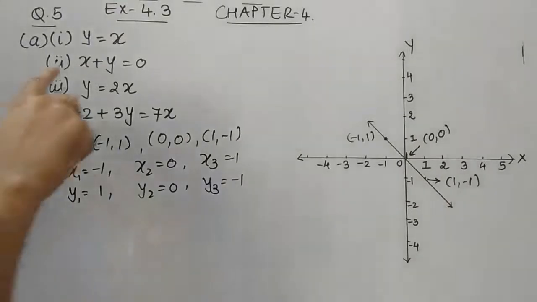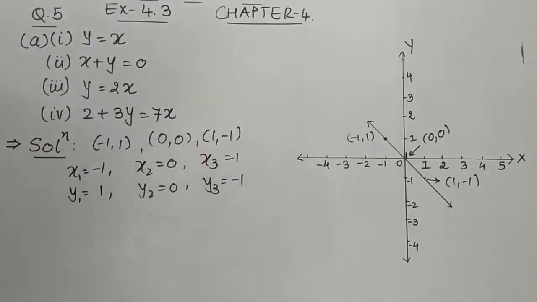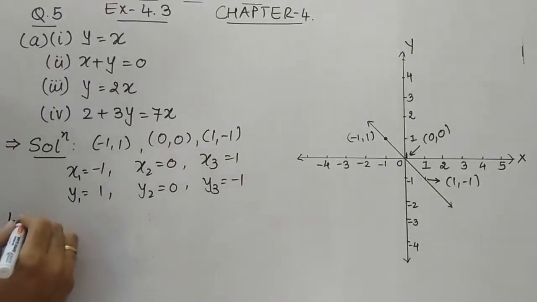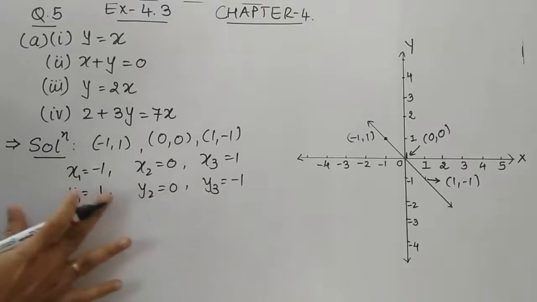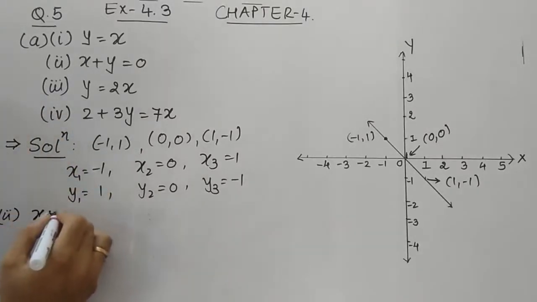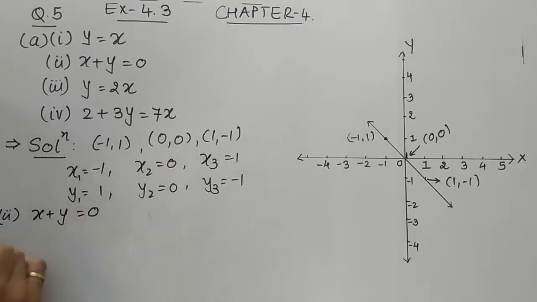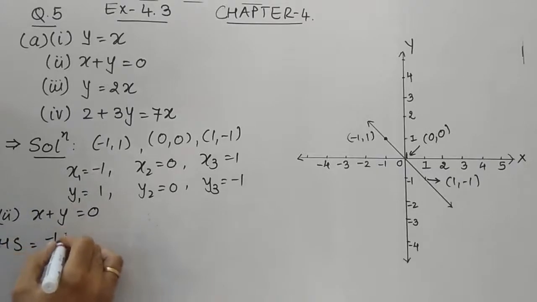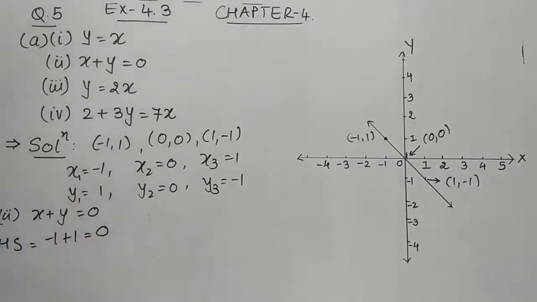Second, we see x plus y is 0. The addition of x and y comes to 0. So let us see the left hand side of this second equation. Let me write down the equation first, that is x plus y is 0. So let us substitute the values in the left hand side. First, -1 plus 1, so we will obtain 0.